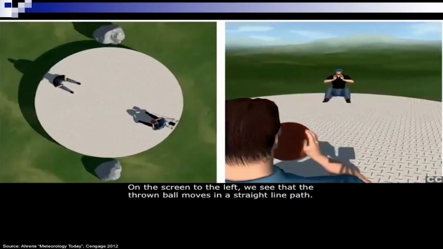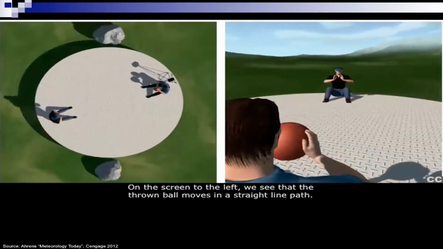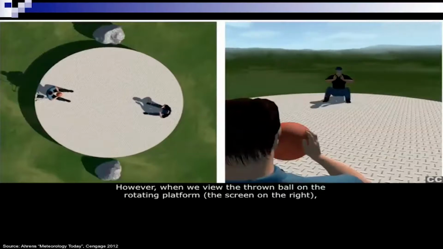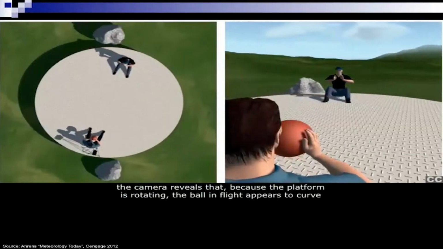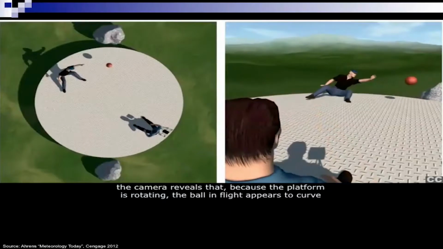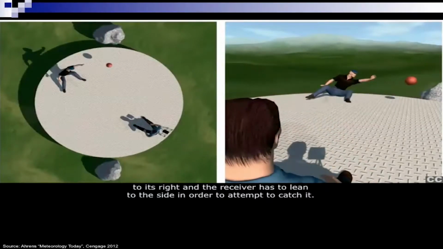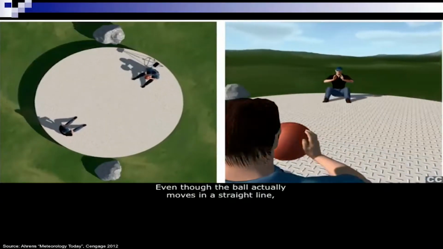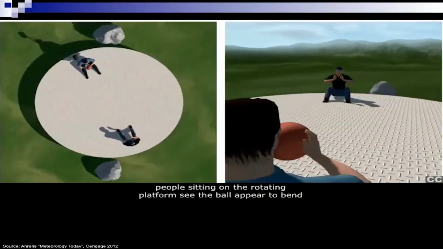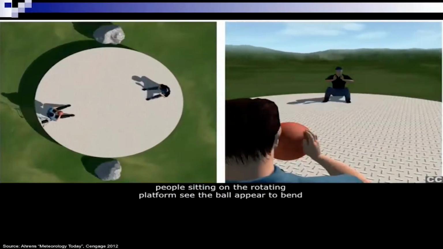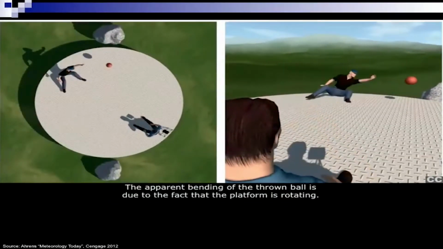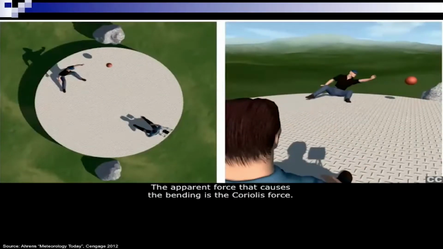On the screen to the left, we see that the thrown ball moves in a straight line path. However, when we view the thrown ball on the rotating platform, the screen on the right, the camera reveals that because the platform is rotating, the ball in flight appears to curve to its right, and the receiver has to lean to the side in order to attempt to catch it. Even though the ball actually moves in a straight line, people sitting on the rotating platform see the ball appear to bend to the right of its intended path. The apparent bending of the thrown ball is due to the fact that the platform is rotating. The apparent force that causes the bending is the Coriolis force.